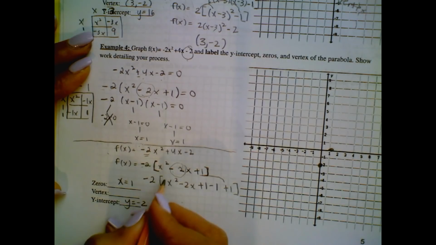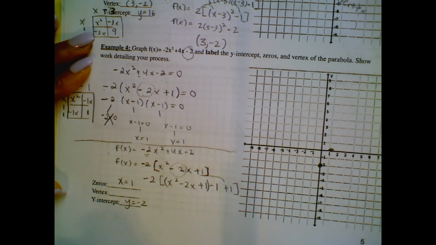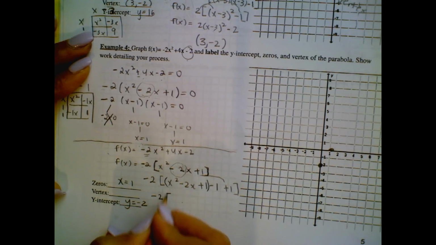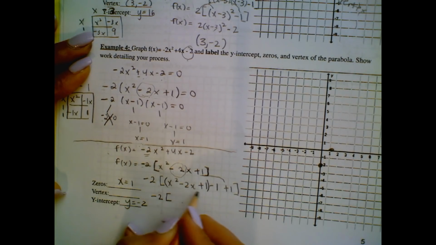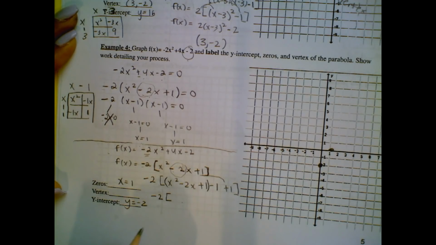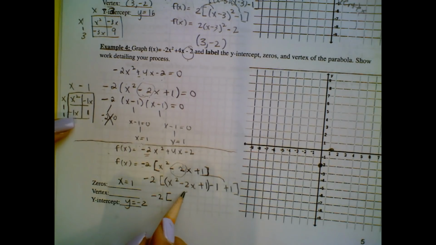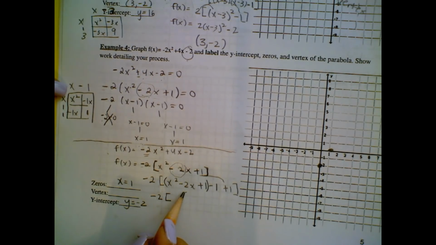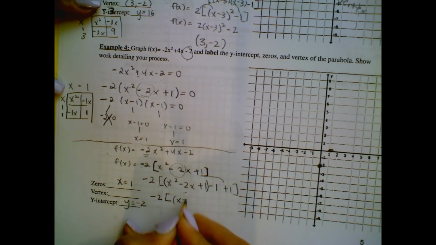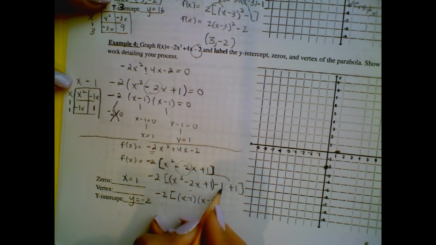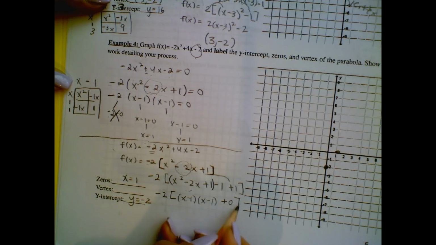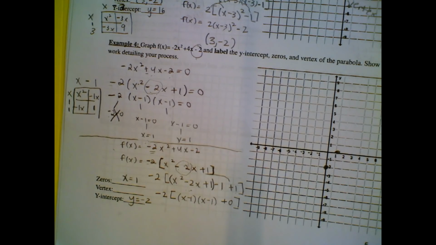Next step in our finding vertex process is to group the first 3 terms. And then what you're going to do is factor those first 3 terms. And what's great here though is I already did this factor up here, right? Coincidentally, the zeros gave me the same thing. So, I mean, you could redo the box right here if you want to, but it's already up here. We already did that. See? So, this actually factors into x minus 1 times x minus 1. And then minus 1 plus 1 is 0. So I put plus 0.